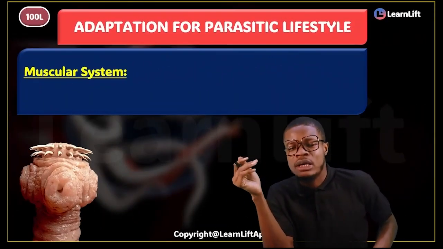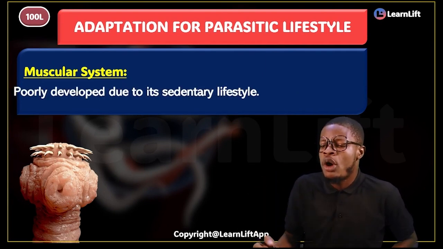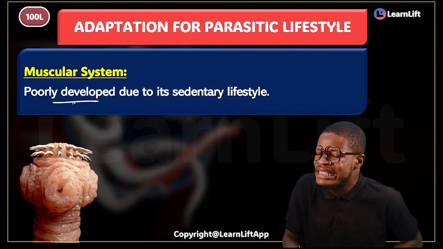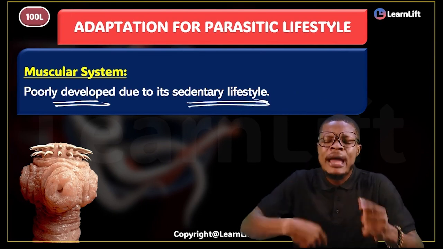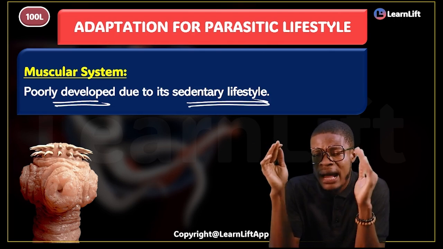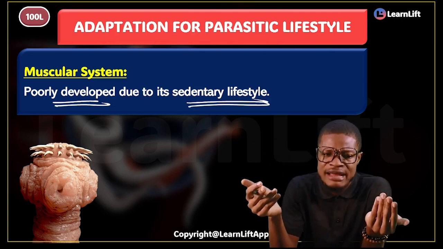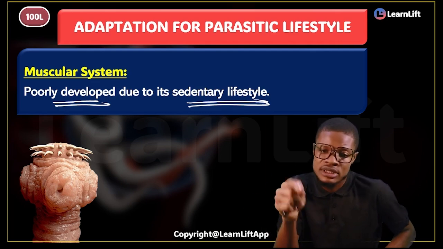Another important thing, very quickly, is what is their muscular system like? When it comes to the muscular system, what you must know is this: they have a poorly developed muscular system due to their sedentary lifestyle. Do they move up and down, or they don't move? They are just in one location, right? And because they're in one location, they have a sedentary lifestyle. And because they have a sedentary lifestyle, their muscles are poorly developed.